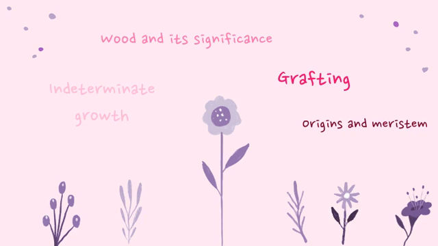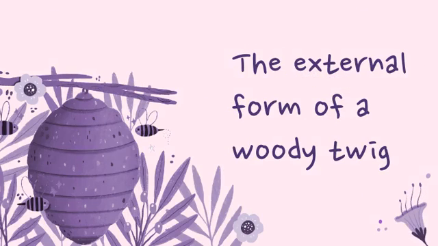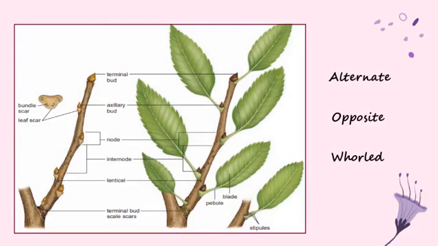This next part of the presentation is going to discuss the external form of a woody twig. Leaves can be arranged on a stem in three ways. Firstly, if they spiral around the stem, then they are called alternately arranged. Secondly, if the leaves appear to be attached in pairs on the twig, then they are oppositely arranged. Lastly, if they appear to be in clusters or in groups, then we refer to them as a whorl.